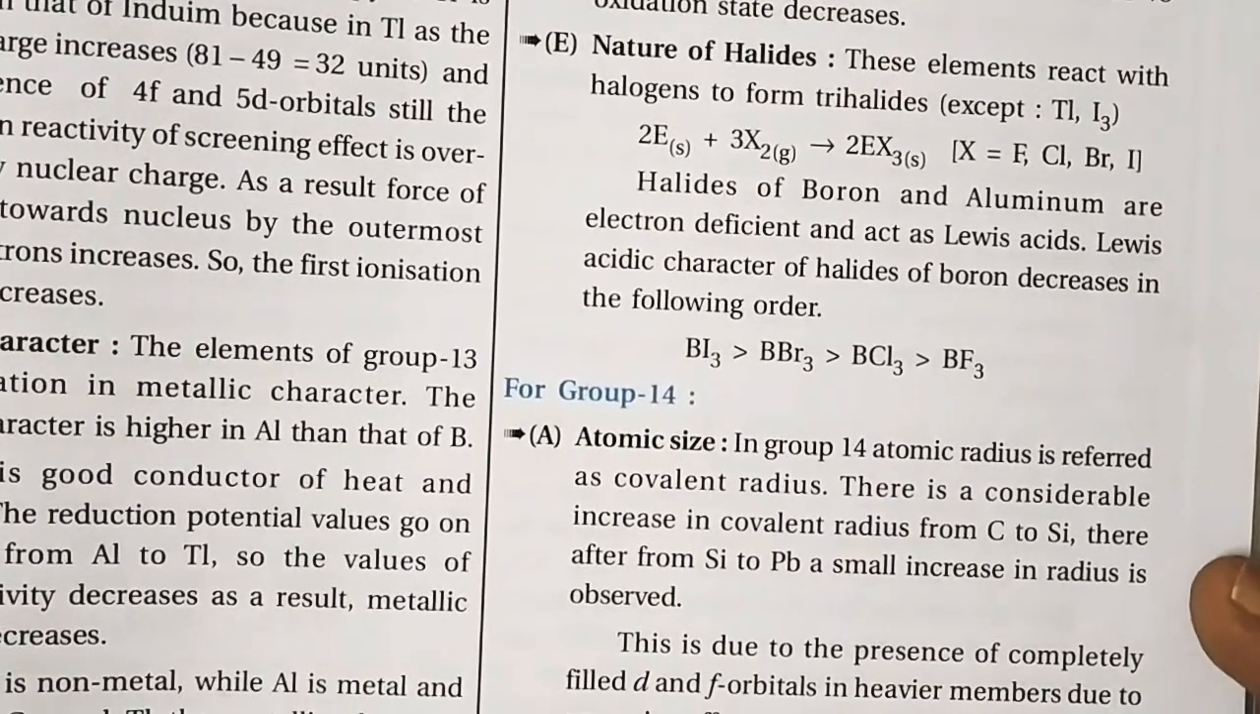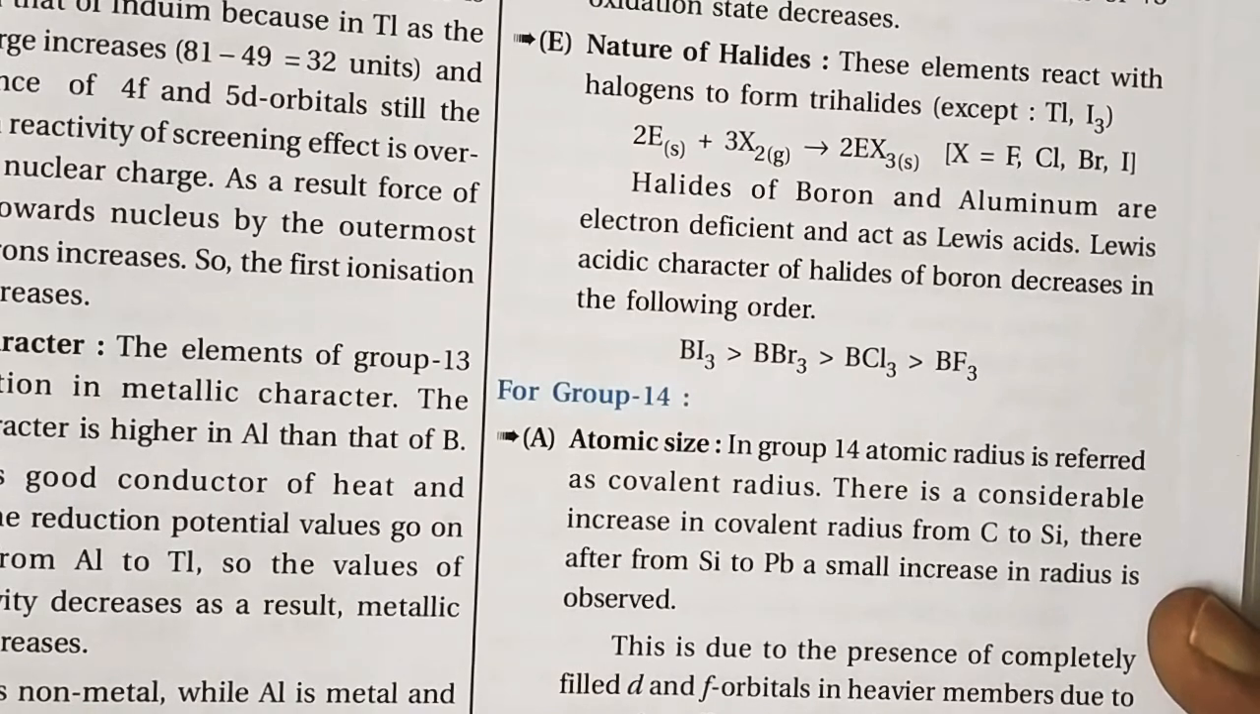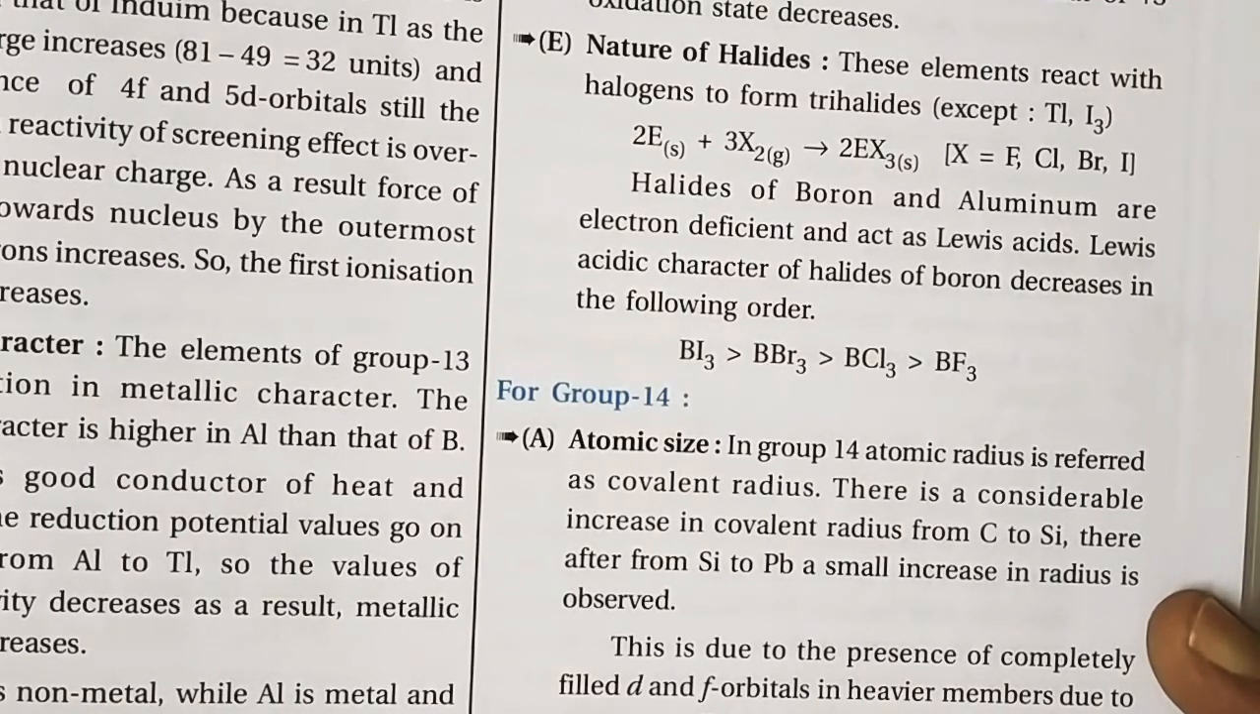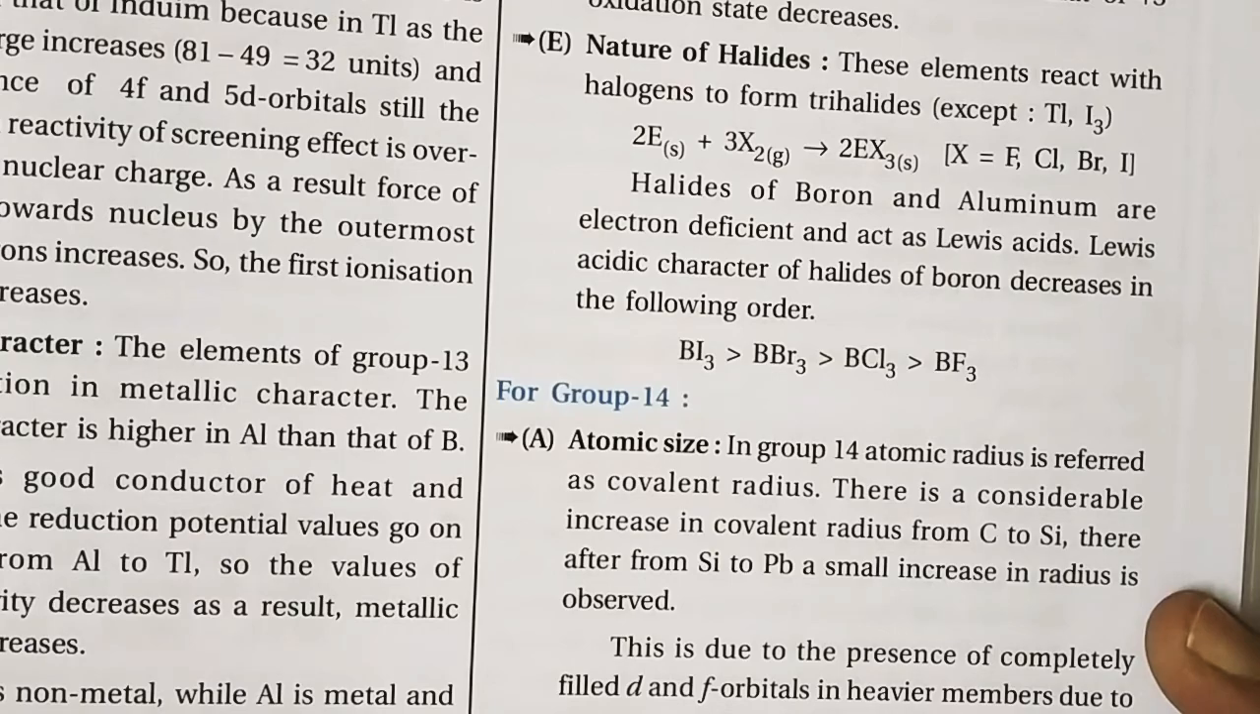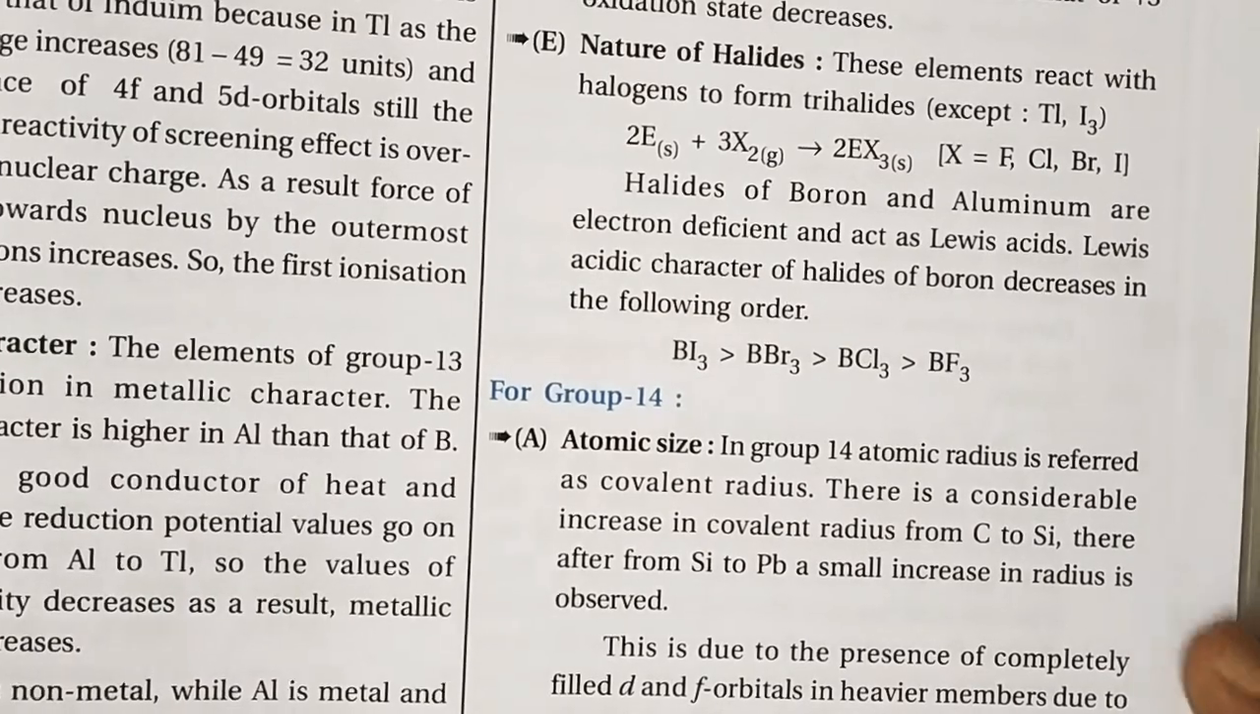Nature of halides. We know that these elements react with halogens to form trihalides. So halides of boron and aluminium are electron deficient and act as Lewis acids. And this Lewis acidic character of halides of boron decreases in the following order.